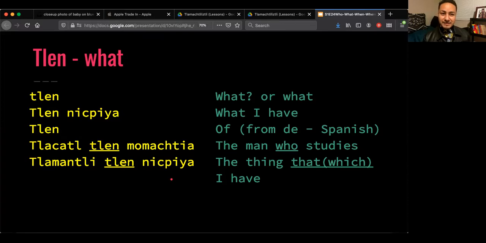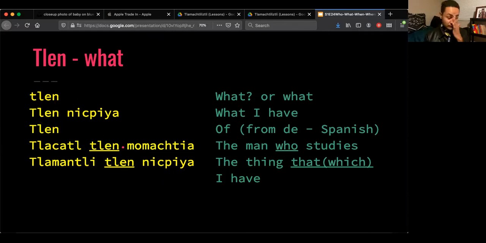So it kind of is, but it doesn't actually apply to Huasteca Nahuatl. And then tlamantli tlen nikpia. So here, this tlen is translated as a which, the thing that, or which I have. Tlamantli tlen nikpia, the thing that I have, the thing which I have.